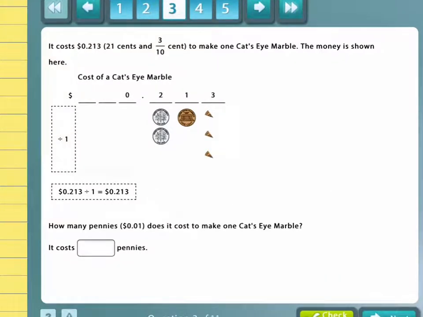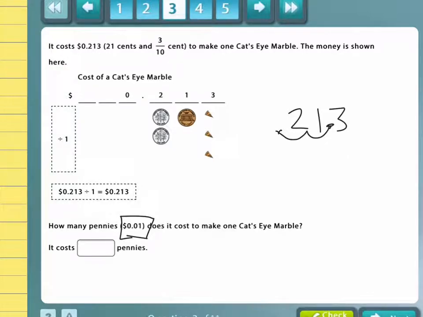Alright, this time it's cat's eye marble. It's going to cost 0.213 cents, or a little bit over 21 cents. And this time you're going to find out how many pennies it costs to make a cat's eye. So we're going to be dividing 0.213 by 100th. And because you're dividing by 100th, you move this over twice. It's a double shift. So the answer should be 21.3.